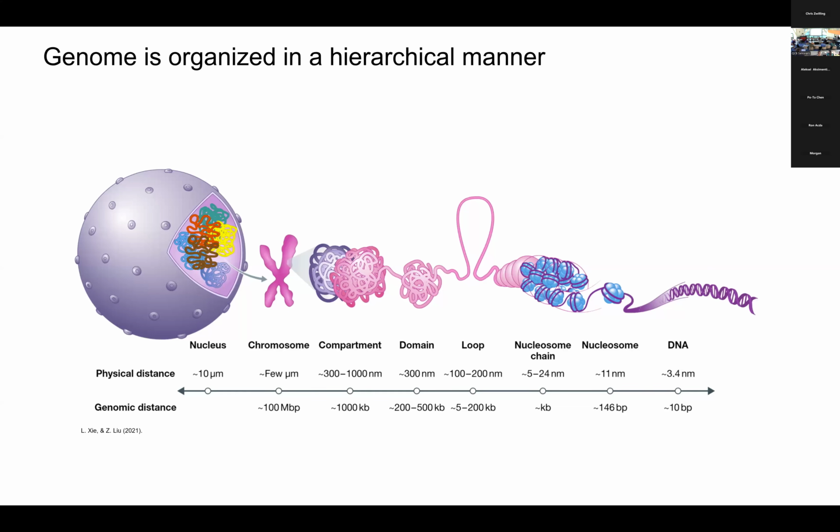So this project is really motivated by a question where we have this 2 meter long linear genome packed into a tiny 10 micrometer in diameter nucleus, and how does this genome function? Apparently, the genome is organized in a very hierarchical manner. Specifically, we would like to study the problem that happens at a few hundred nanometers range and from a few kb to Mb level length scale.